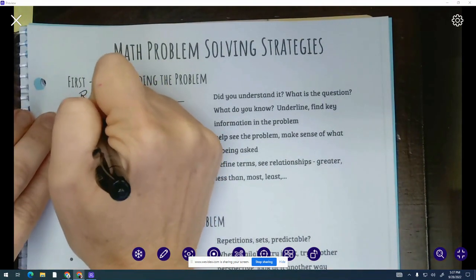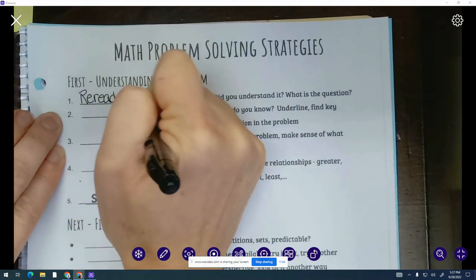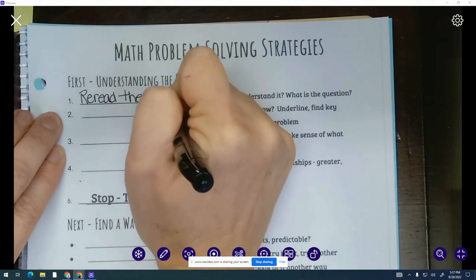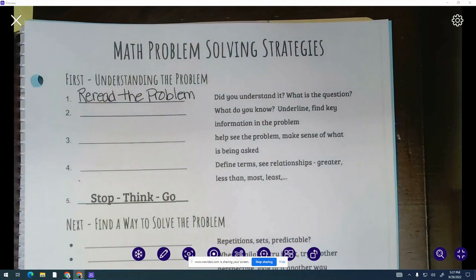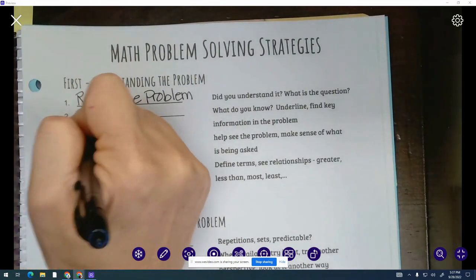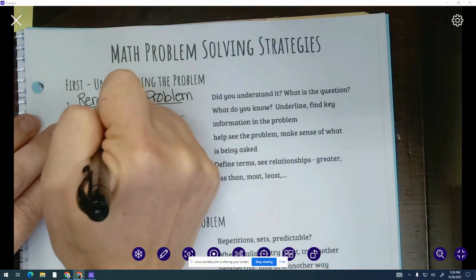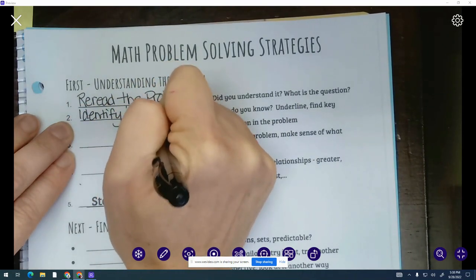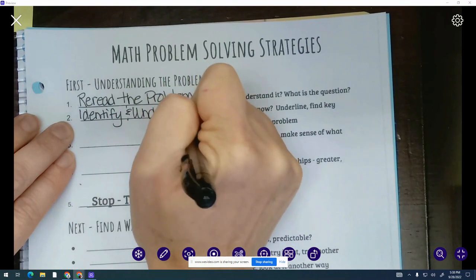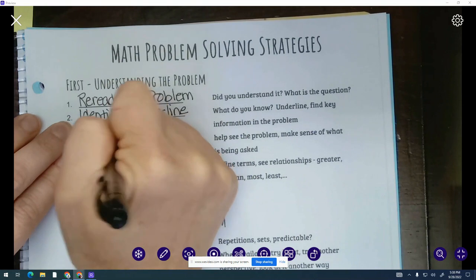The first thing you would want to do is reread the problem. All right. Sometimes reading it once and presuming that you will actually understand the entire thing is not enough. We want to relook at the problem, really make sure you understand what's going on. Sometimes you have to identify important information and underline that important information. And we spoke in class about how sometimes important information might be called key information.